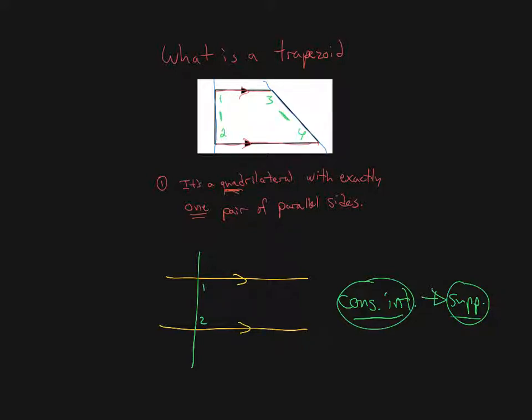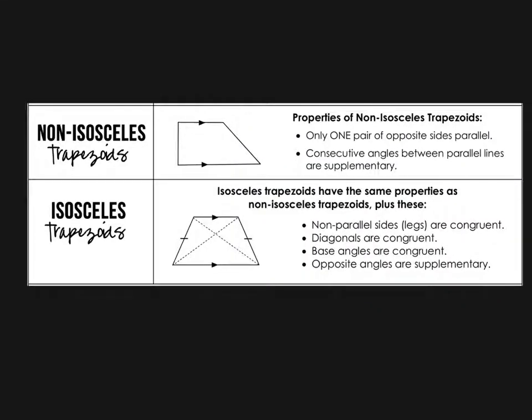Why not all the way around like in a parallelogram or a square or a rectangle? Because you only have one pair of parallel sides, not two pairs. And that's what makes a trapezoid so distinctly different from the rest. So in your notes, you want to make sure that you highlight the fact that we have one pair of parallel sides and that consecutive angles are supplementary.